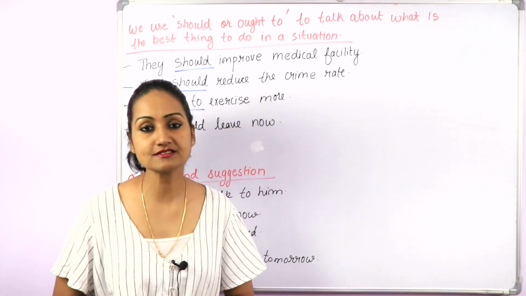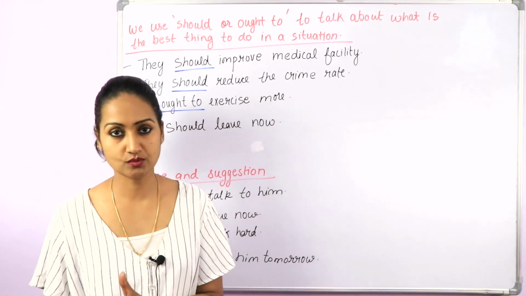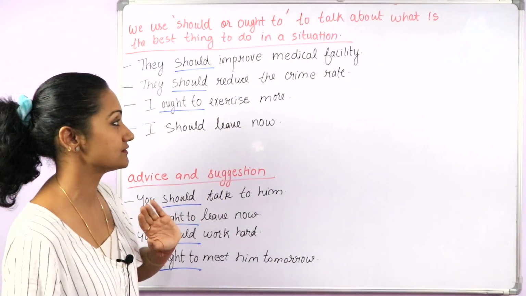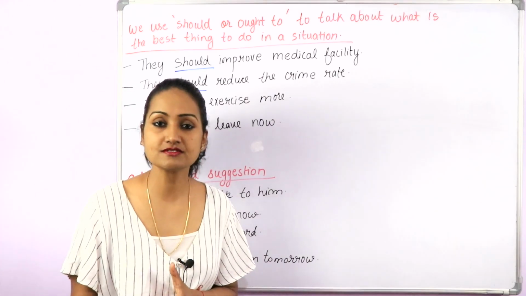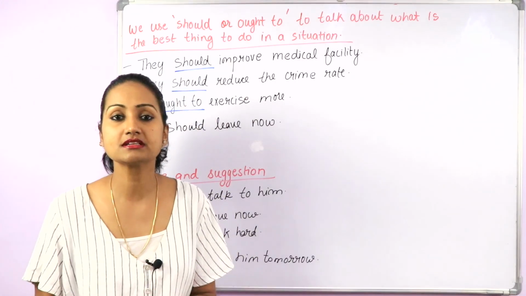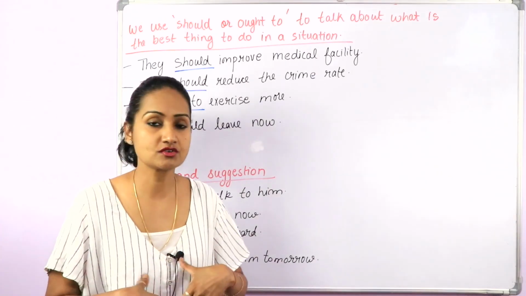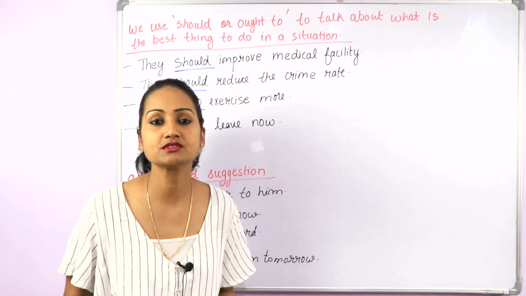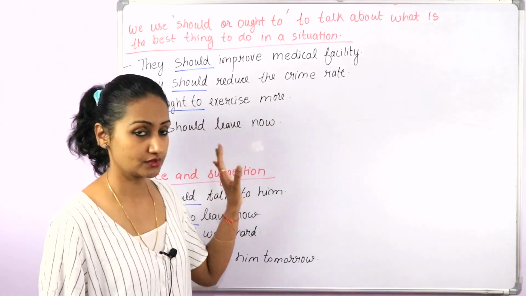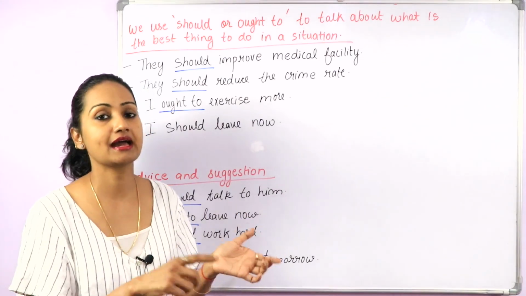Now you can make a negative sentence also by using not between the modal verb and the main verb. How? They should improve medical facility. They should not improve medical facility. So generally, while making negative sentences using modal verbs, we use contraction. So should not is shouldn't. Ought to you can use like this because contraction with ought to is not very common. So I would say don't use that. You can use I ought not to. So if we use not with ought to, so not will come between ought and to.